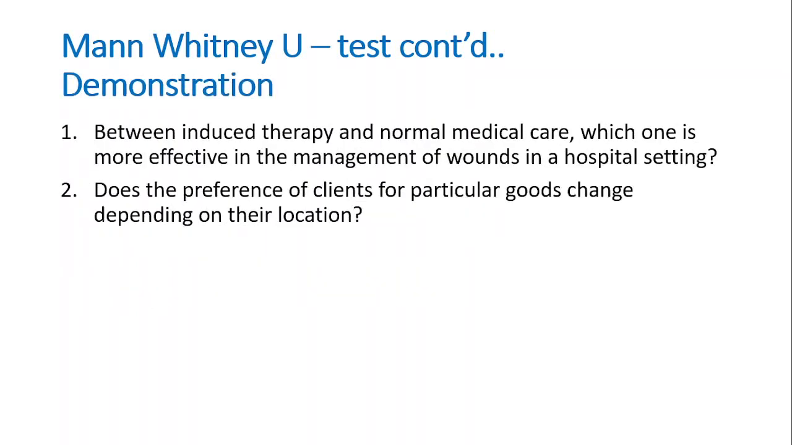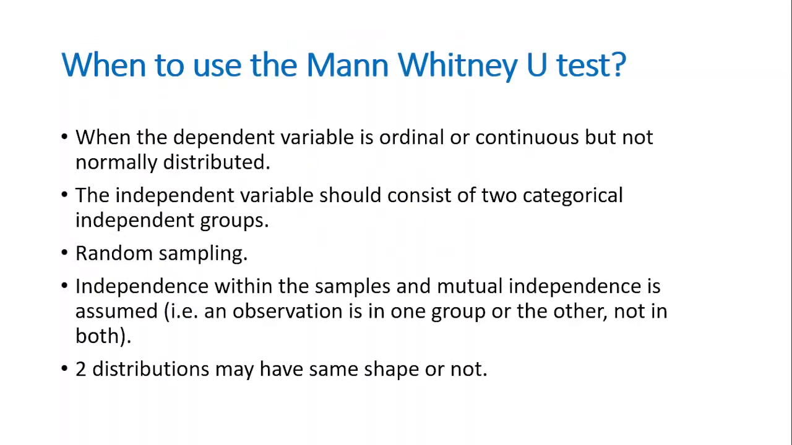So let us demonstrate in SPSS using fictitious data. What we will be testing, we'll be answering the following question. Between induced therapy and normal medical care, when we talk of normal medical care here, we're talking of the usual way in which patients are cared for. Between induced therapy, maybe some sort of an additional thing has been brought in, maybe the use of supplements or some other stuff. Between these two therapies, which one is more effective in the management of wounds in the hospital setting? We want to know. The best test to use here is the Mann Whitney U test, if your variables meet all the factors that we have specified here in this slide.